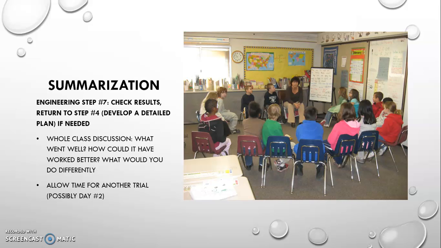Then comes the last step of my lesson plan, which is summarization, which is where we kind of wrap it all up and see what students have learned. So this is where engineering step number 7 would come in, which would be check results. And we would have a whole class discussion. I would bring them back together. I would ask them, so how did your plan work? Did it work? Did it not work? What could have been better? What could you have done differently? And all of that. And then I would allow time for another trial.